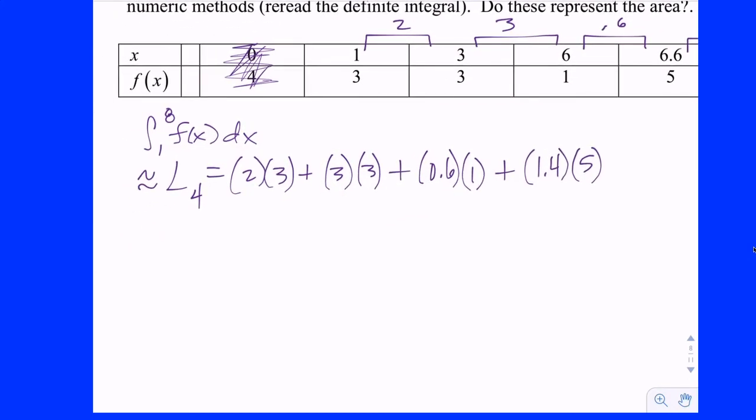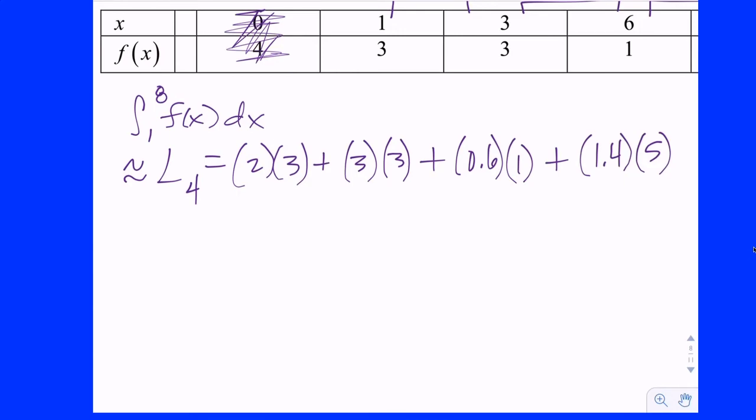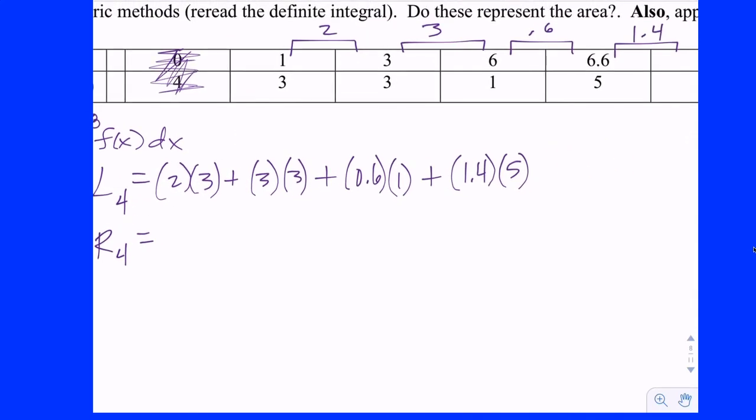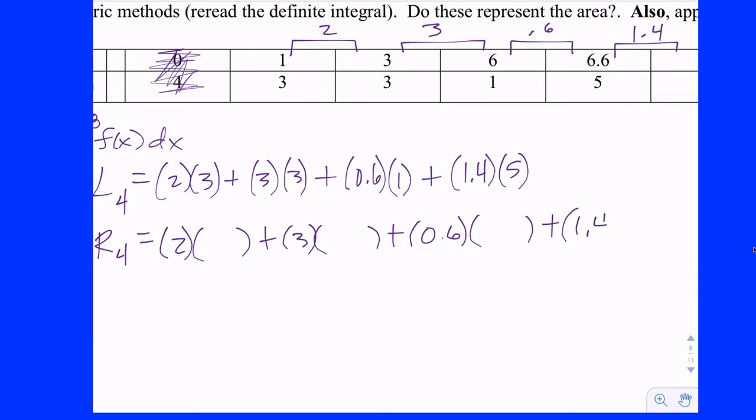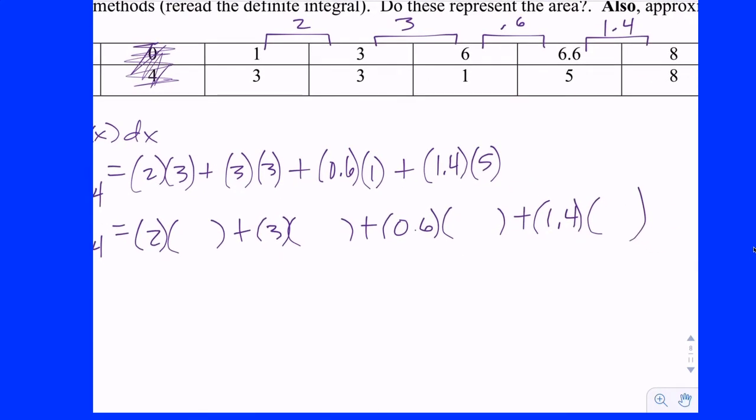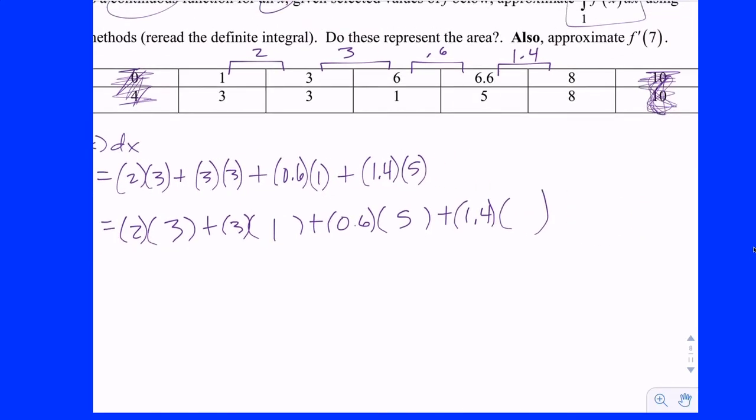Now, I'm not going to compute that because it's almost trivial at this point. That would be a 2 for 1, by the way, on a free response. R sub 4. Well, if you want to go through and write your widths out, it's 2 times something, plus 3 times something, plus 0.6 times something, plus 1.4 times something. And now all you're doing is, instead of starting with the first 3, you're starting with the second one, which happens to also be 3. And you got a 3, 1, 5, and then 8.